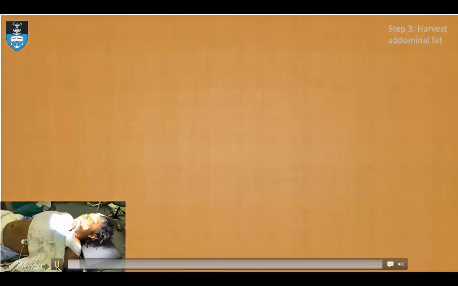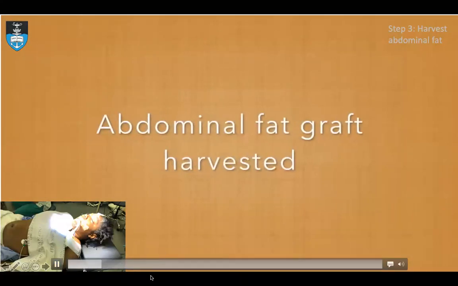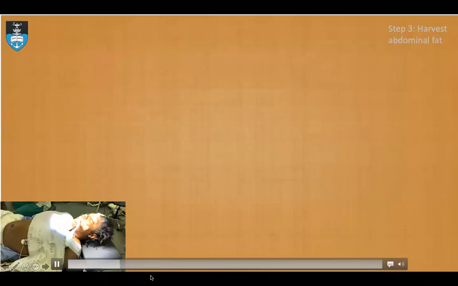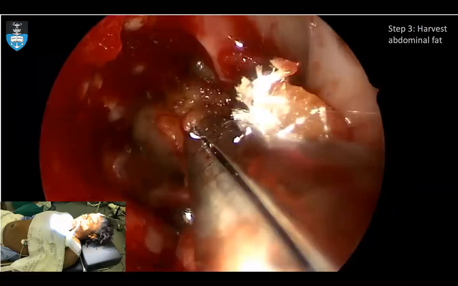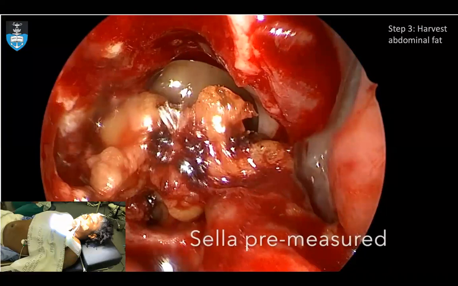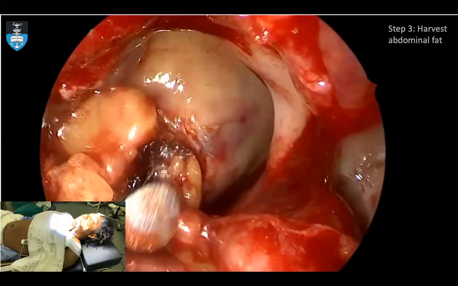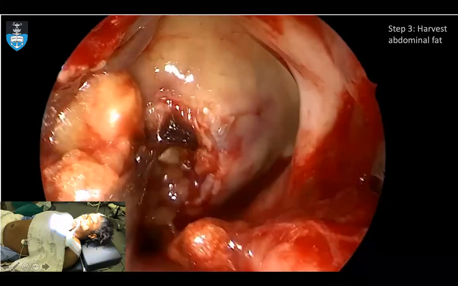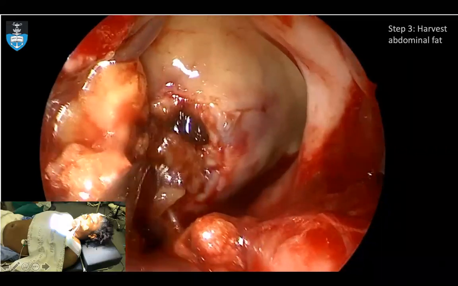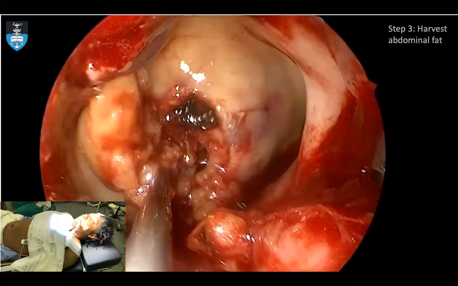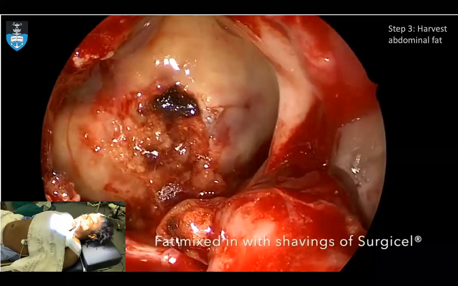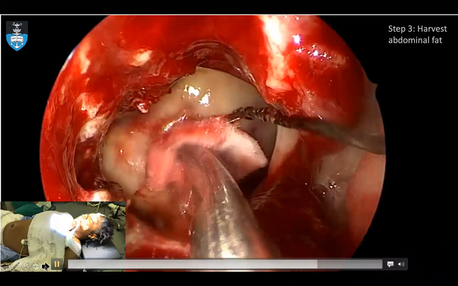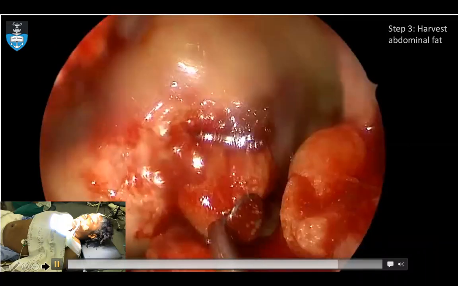Okay, then this is just an image of our abdominal fat being harvested and placed quite successfully. Popping in that fat, it's also mixed with a bit of Surgicel to make it easier to manage. Nice.